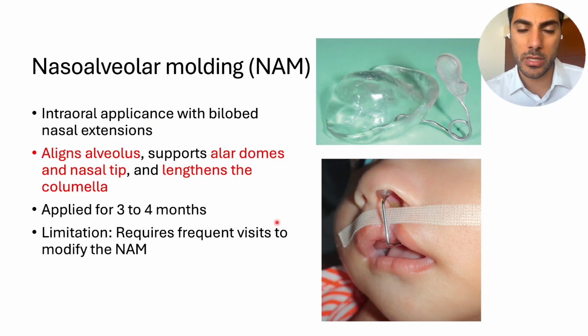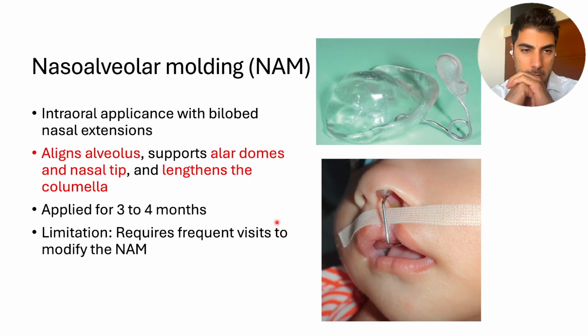So first, we will start with the nasoalveolar molding, the NAM device. This NAM device is an intraoral appliance with a bilobed nasal extension. So as we can see here, this is the intraoral appliance, and this is for the nose. It is inserted progressively into the mouth. So every few weeks we change this shape in order to mold and guide the alveolus so that it follows this arc, and finally it will be aligned by passive molding.